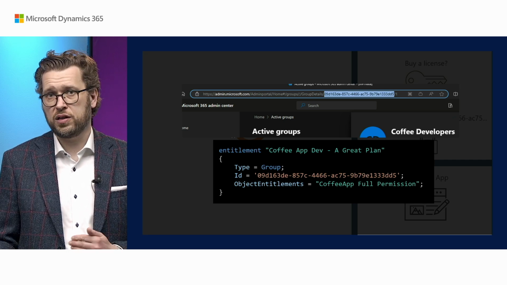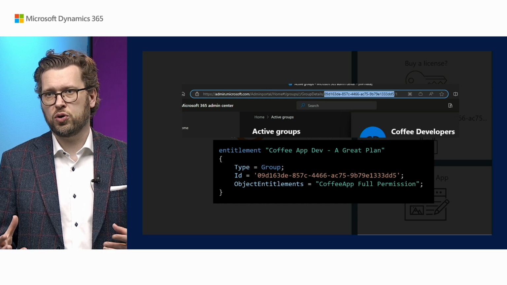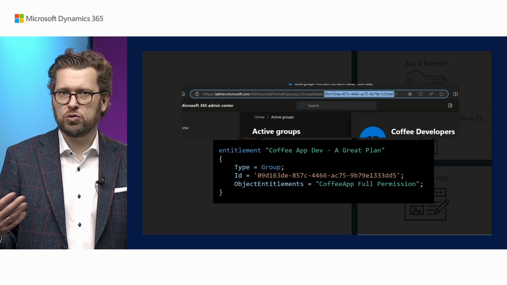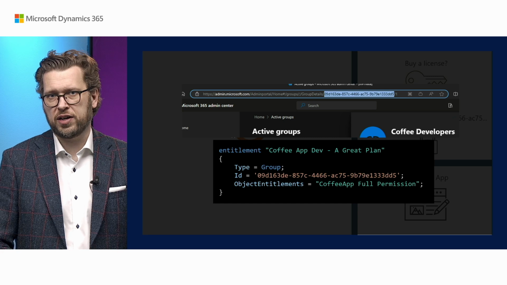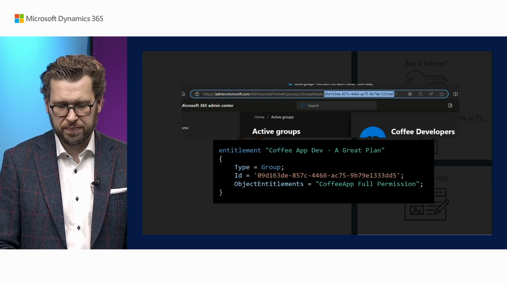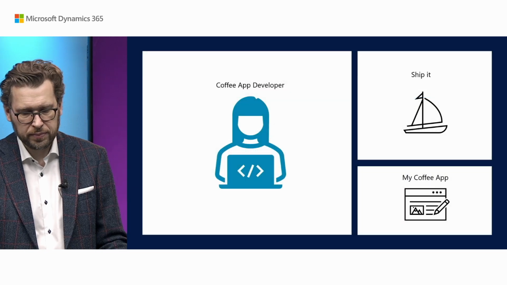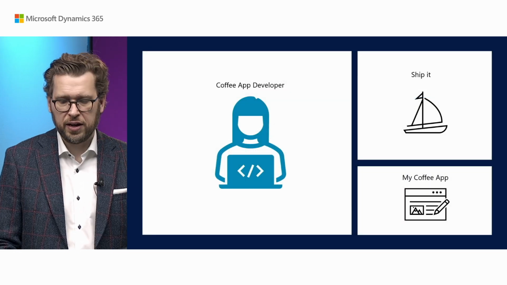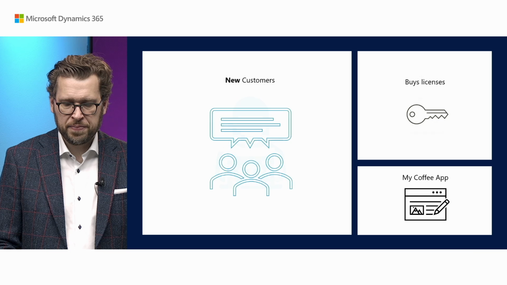And that could be different permissions to what your normal customers would have access to. Maybe you want to have super full permissions for a developer. Okay. So now the developer is happy. The license worked. Let's ship it.